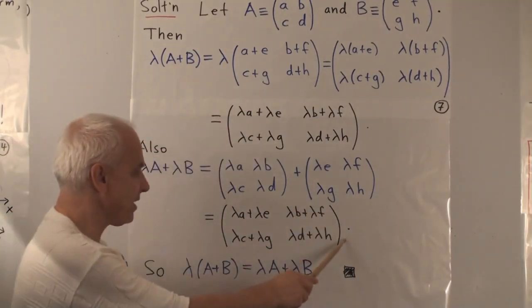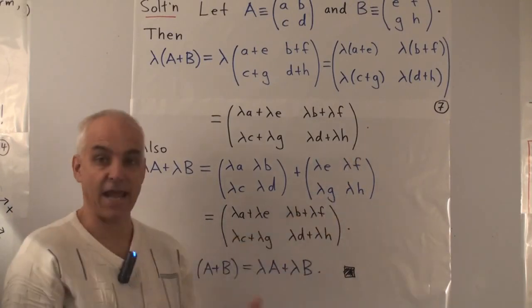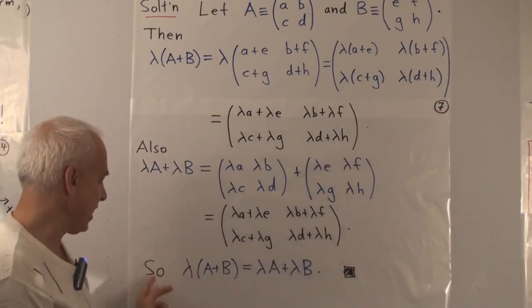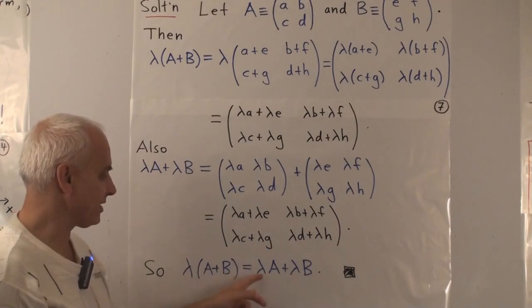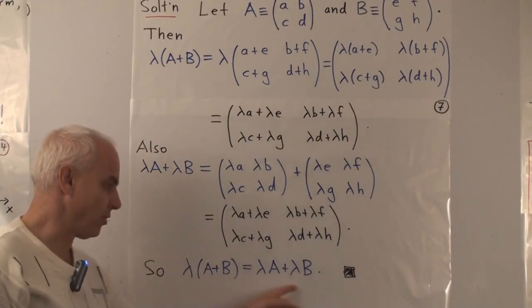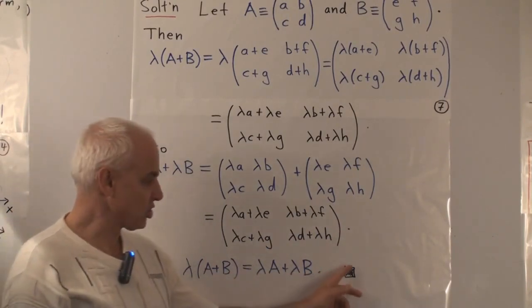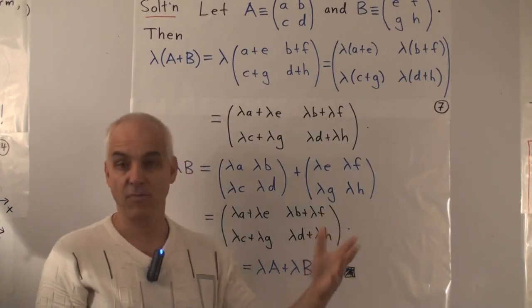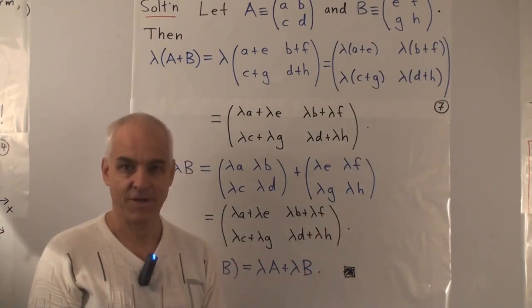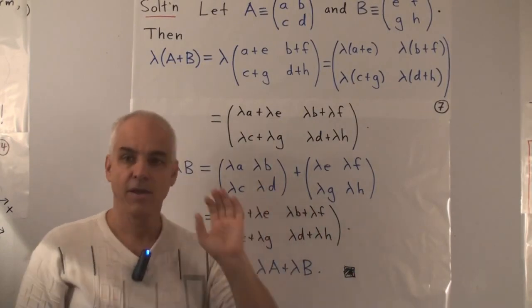And now we see that this matrix and this matrix are exactly the same. So we can say lambda times A plus B equals lambda A plus lambda B. There's our conclusion written as a sentence, and there's a little square denoting the end of the proof. So that's a model for what I want you to do.